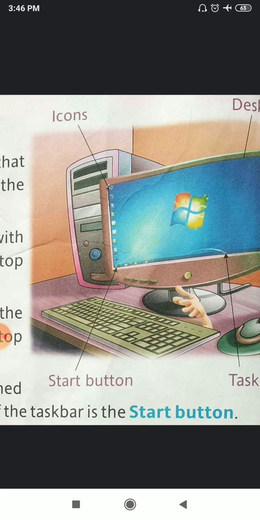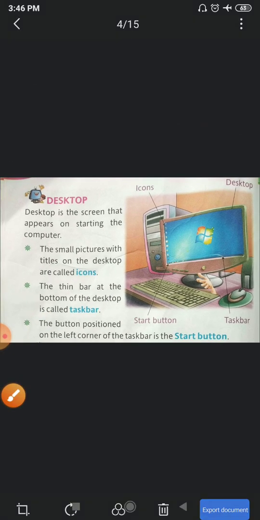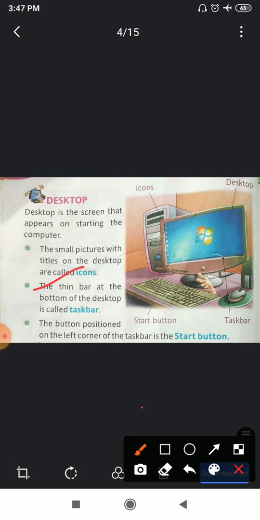Okay, now the next component. The thin bar at the bottom of the desktop is called the taskbar. Here, as you can see, this is the thin bar at the bottom of the desktop, and it is called the taskbar. Right. Now the last component: the button positioned on the left corner of the taskbar is the start button. Here it is, the start button.